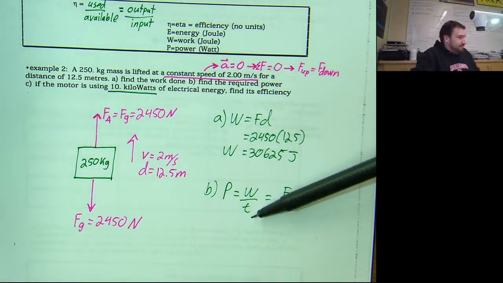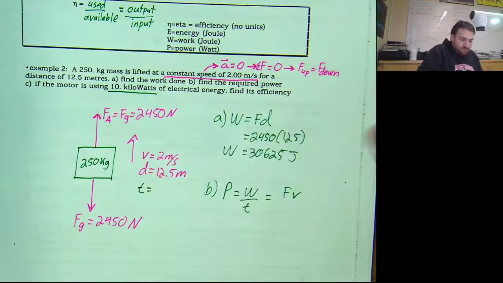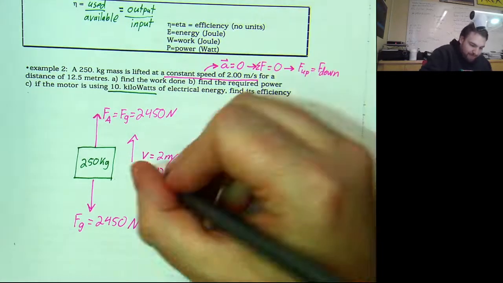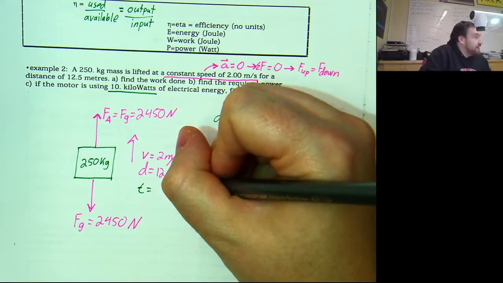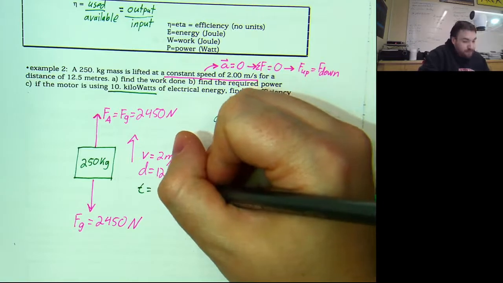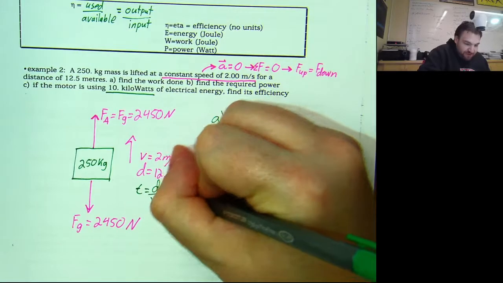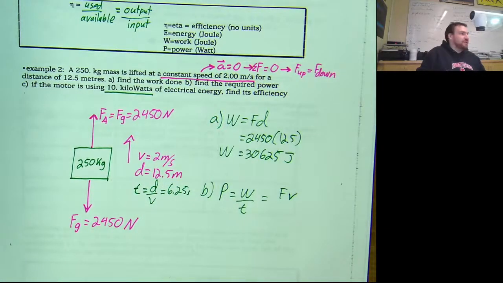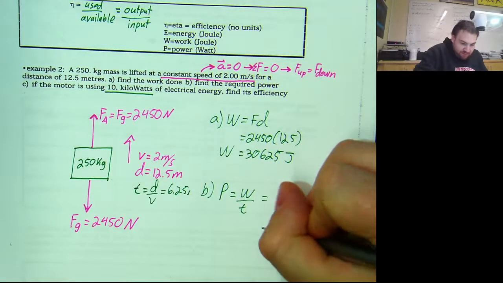Could we find time? Time would be, no, there's no acceleration. AJ, I see that hand. How'd you get 6.25 seconds? Sure, it's constant velocity, so D equals VT. Yes, so T equals D over V, 6.25 seconds. It doesn't matter which expression you use, they'll give us the same value. But we've already got our force and the speed at which it's moving, so we can just use that.